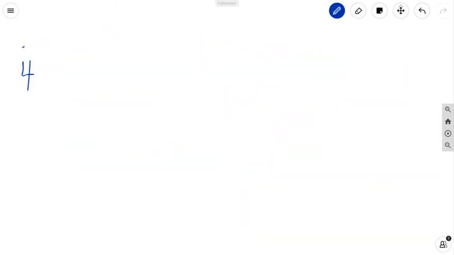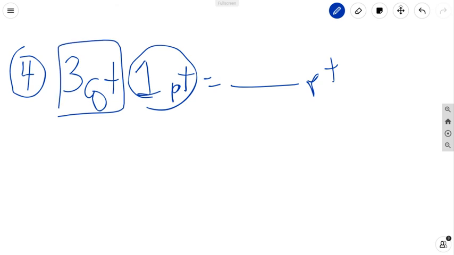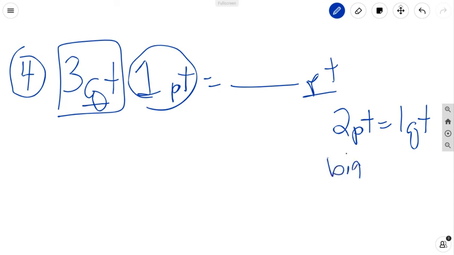Let's try another. This one's 3 quarts and 1 pint. And I want to know how many pints that is altogether. I'm going to deal with him at the end. Let's first work with the quarts. I know that there are 2 pints in 1 quart. If I'm going from quarts to pints, I'm going from big to small. Because I'm going from big to small, that means I'm going to multiply.